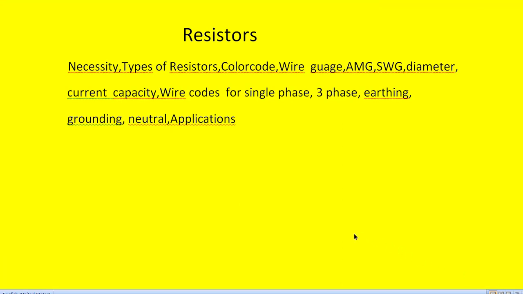So let me summarize once. We have seen why we should study the resistors, and we have seen what the different types of resistors are. So when do you follow the color code, and what is the power capacity or the power rating of the resistors, and we have seen what is meant by wire gauge meter, and we have seen what is meant by AWG.